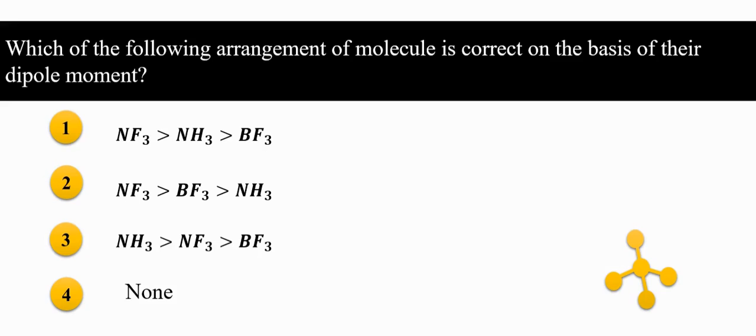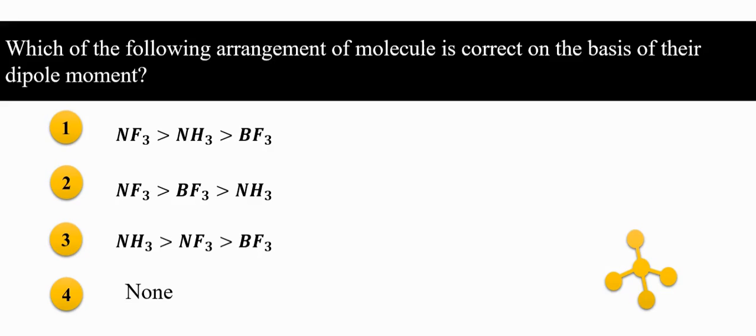Which of the following arrangements of molecules is correct on the basis of their dipole moment? First option, NF3 is more than NH3, which is more than BF3. Second option, NF3 is more than BF3, which is more than NH3. Third option, NH3 is more than NF3, which is more than BF3. And fourth, none of the above options.